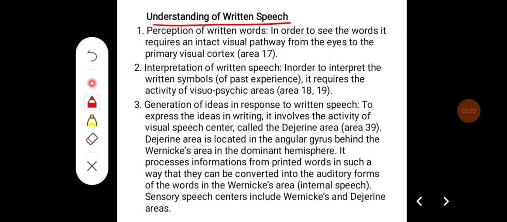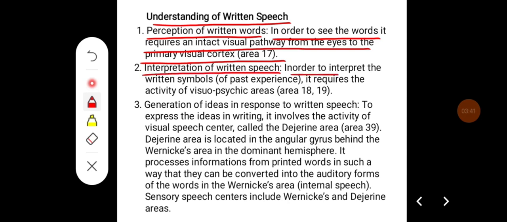Understanding written speech: first there has to be perception of the written words. In order to see the words, it requires an intact visual pathway from the eyes to the primary visual cortex area, that is area number 17. Then there has to be interpretation of the written speech. In order to interpret the written symbols of the past experience, it requires the activity in the visual psychic areas, that is area 18 and 19. Then there has to be generation of ideas in response to written speech.